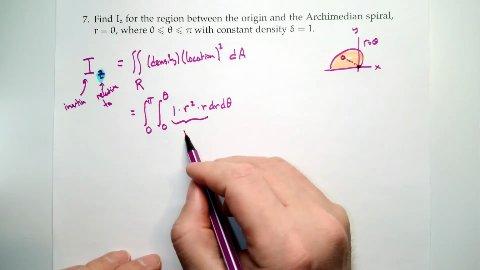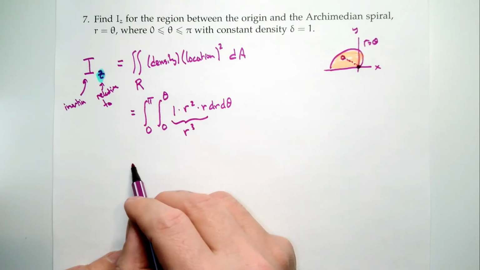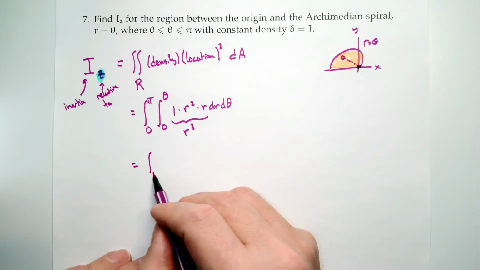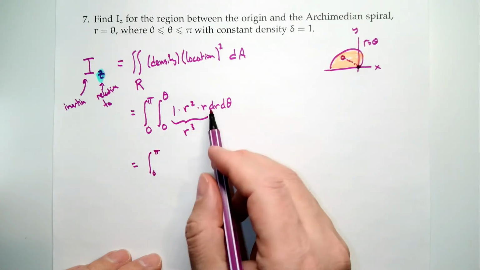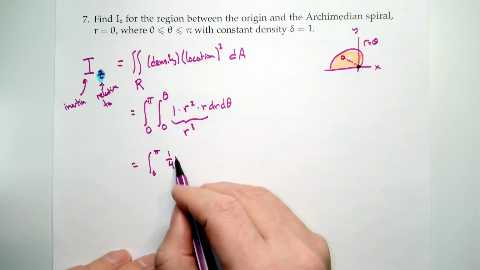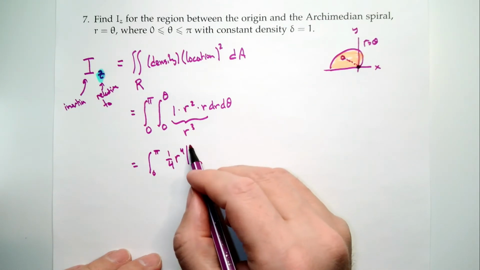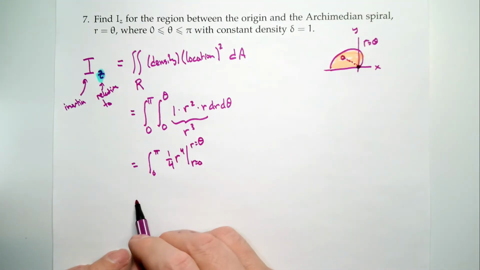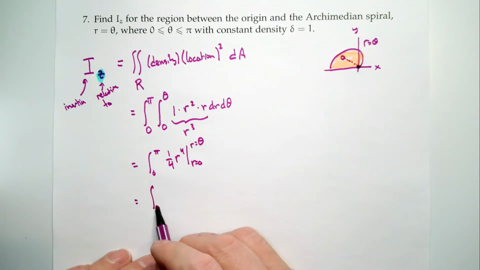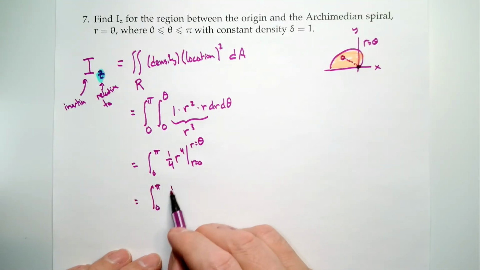All right, so that's really integrating r cubed. So this is the integral from 0 to pi of r cubed dr, 1/4 r to the 4th. Evaluate that from r equals 0 to r equals theta. That is 0 to pi of 1/4.